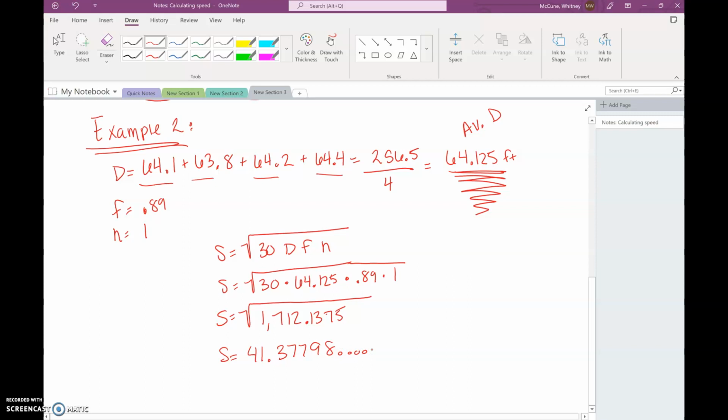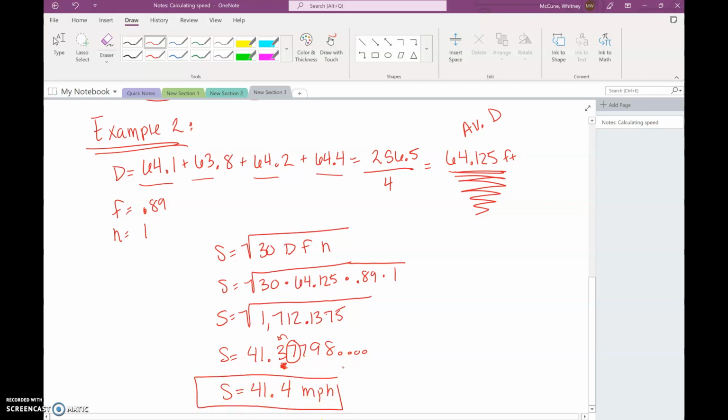Okay, we have to round this. When we round, remember we're rounding it to the tenths place. So in order to do that, we're going to look at the next number. If it's a 5 or higher, then the number before it rounds up. If it's a 4 or lower, then it stays the same. Because the number after the 3 is a 7, the 3 rounds up. So our speed is equal to 41.4 miles per hour.